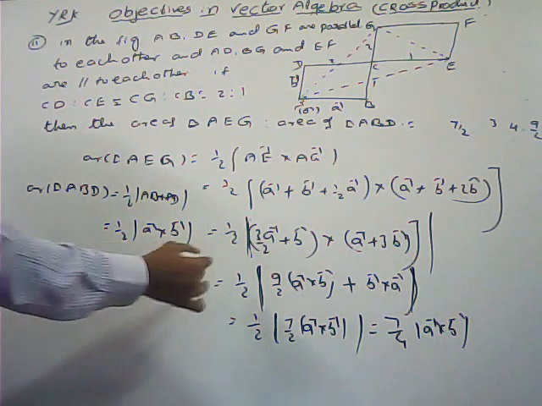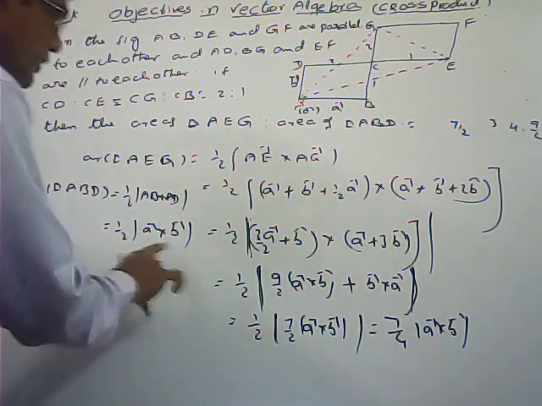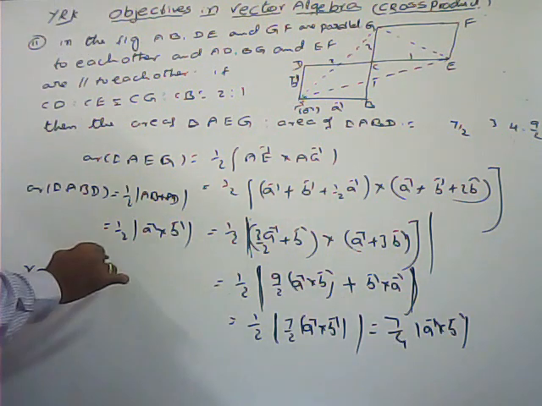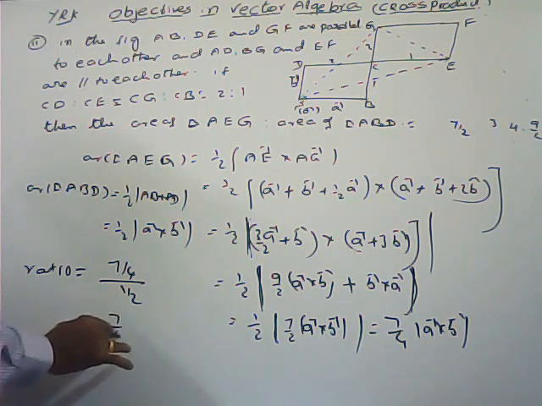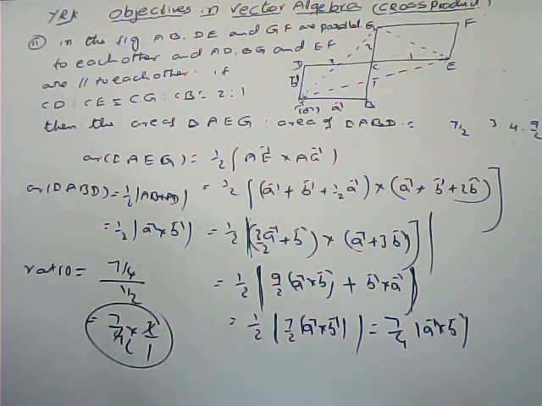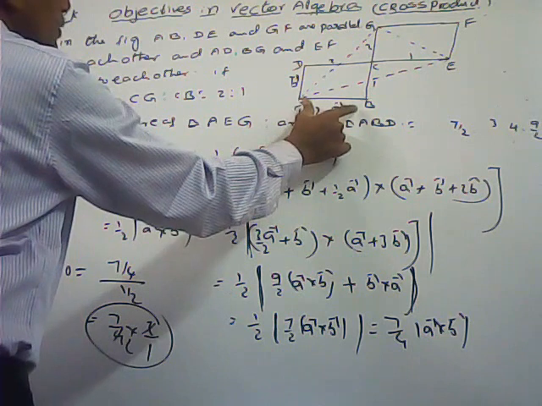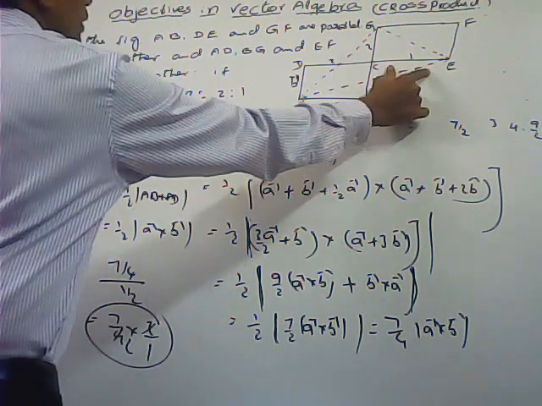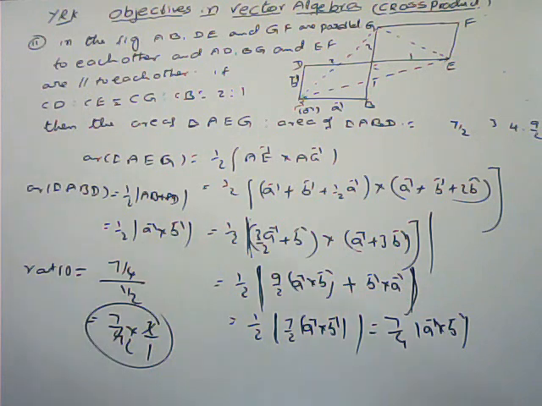If I divide these two, how much can we get here? The ratio we want is this one by this one. Both these two get cancelled. 7 by 4 by 1 by 2, that is equal to 7 by 4 into 2 by 1, that is 7 by 2. If any confusion is there, whenever they give 2:1, here this one you can take 2a bar, this one you can take a bar, this is b bar, here 2b bar. Like that also you can do, you will get the same result.